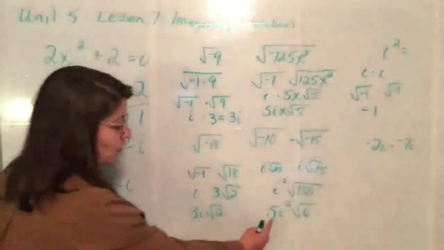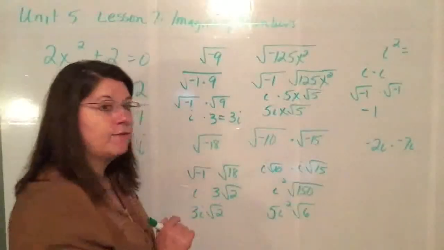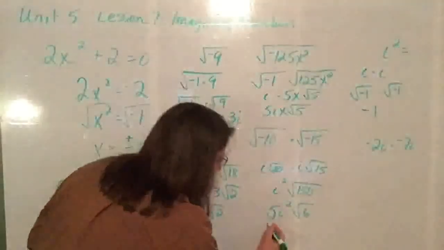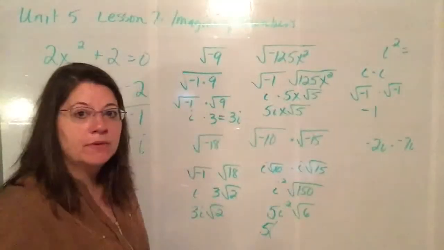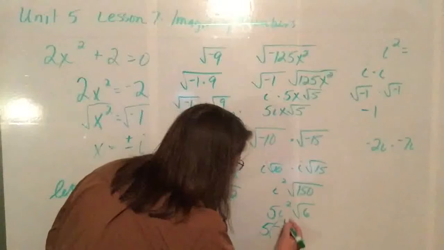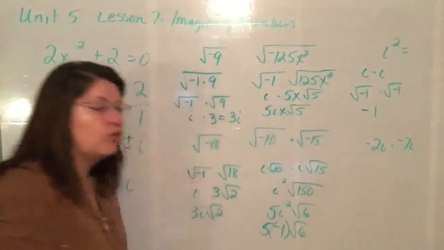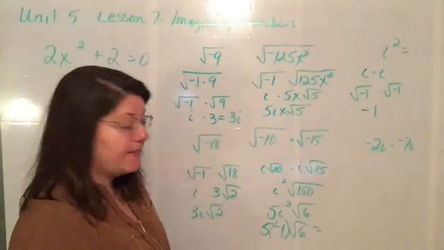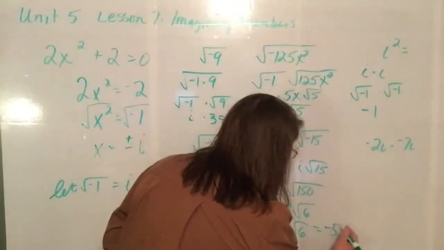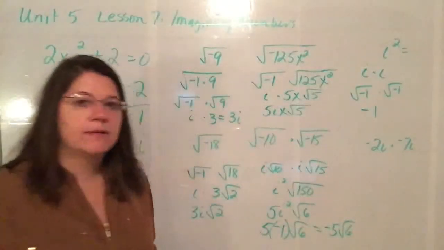So I have an i squared here. I'm going to substitute that for -1. So what I really have is 5 times -1 times the square root of 6. And if I simplify that, I have -5 square root of 6.